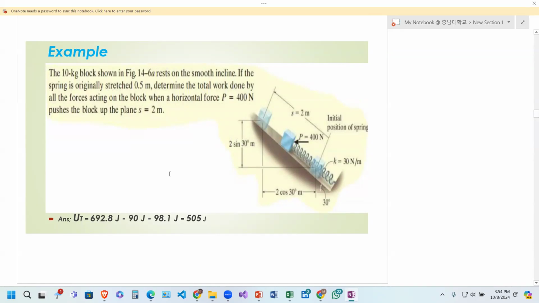Now, the 10 kilogram block shown in this figure rests on a smooth incline. If the spring is originally stretched 0.5 meters, determine the total work done by all the forces acting on the block when a horizontal force P of 400 newtons pushes the block up the plane.